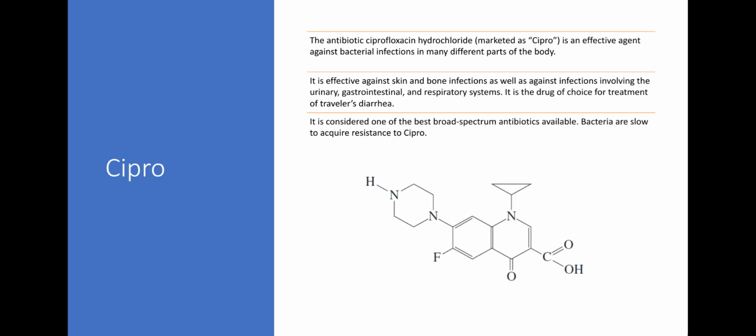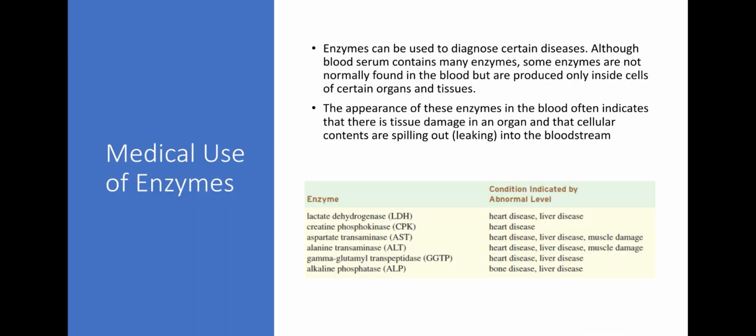The next drug is ciprofloxacin. The antibiotic ciprofloxacin hydrochloride, marketed as Cipro, is an effective agent against bacterial infections in many different parts of the body. It is effective against skin and bone infections, as well as against infections involving the urinary, gastrointestinal, and respiratory systems. It is the drug of choice for traveler's diarrhea. It is considered one of the best broad-spectrum antibiotics available. Bacteria are slow to acquire resistance to ciprofloxacin, unlike penicillin.